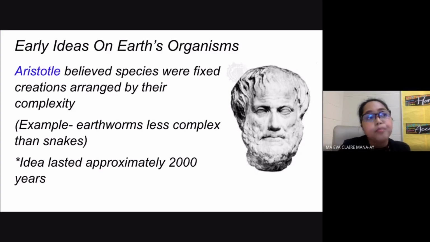Very simple. If this organism, if this species existed first, then that means it is simpler. If this organism existed after certain other types of organisms, then that means this organism here is more complex. So we all know that that is not actually the case. It is not true, but this idea lasted actually approximately for 2,000 years.